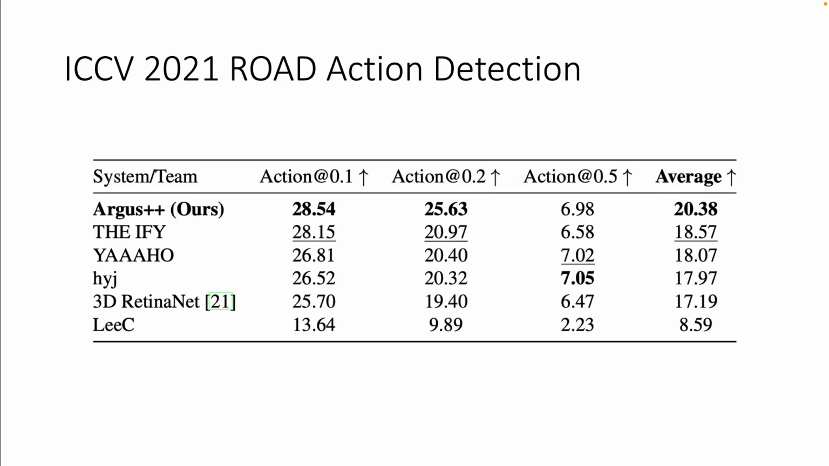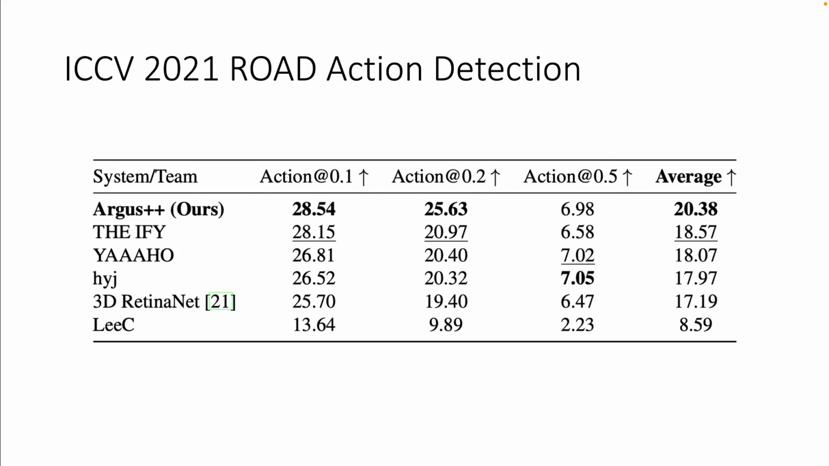So the previous ones have been extended videos with the loosened target. In ICCV ROAD action detection, we used autonomous driving vehicle videos with moving cameras and evaluated against the strict target of mAP as 3D IoU.